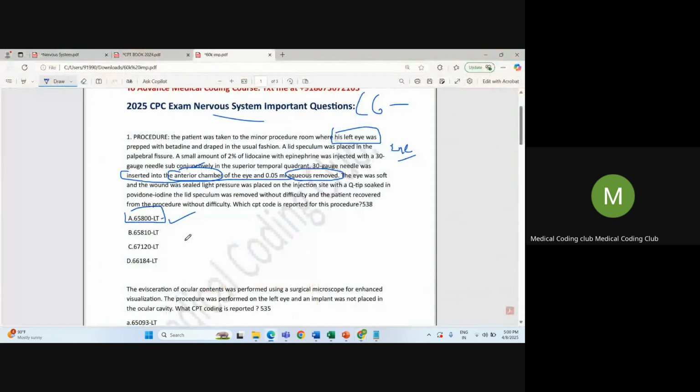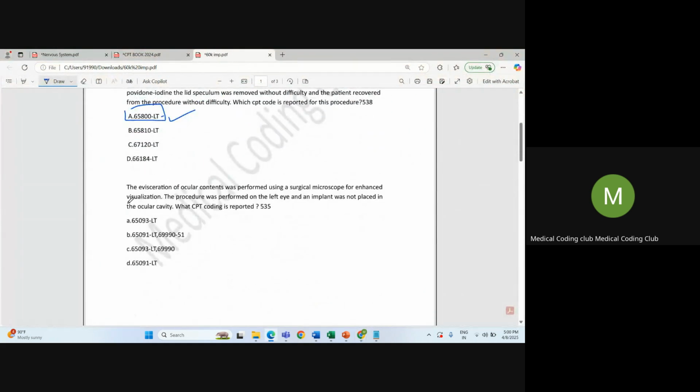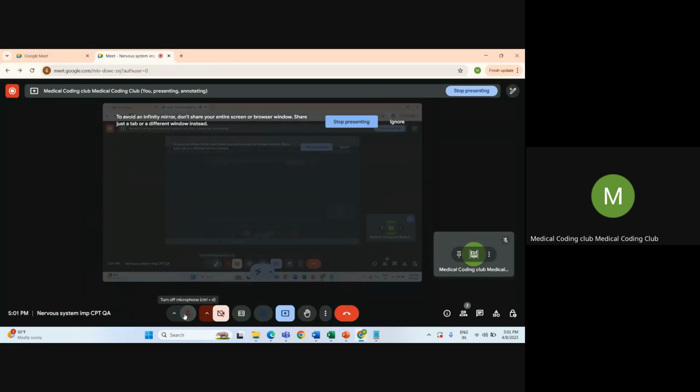Okay. So next question. You can see here that evisceration of ocular contents was performed using a surgical microscope for enhanced visualization. The procedure was performed in the left eye and an implant was not placed in the ocular cavity.